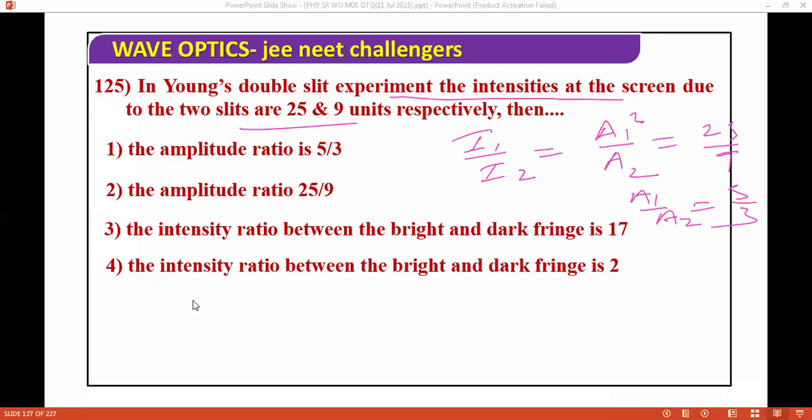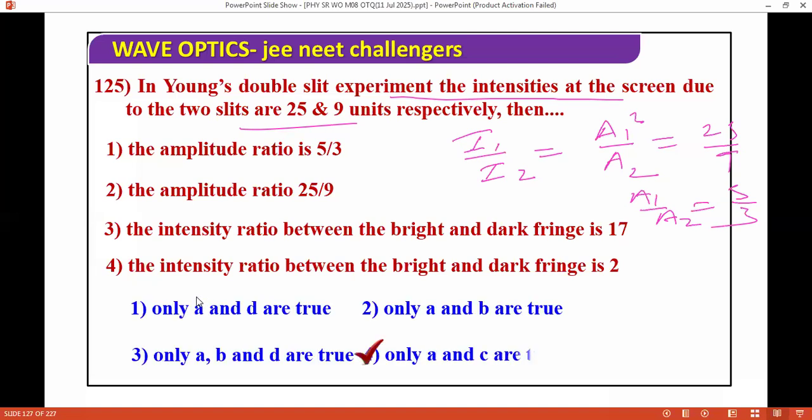So the correct answer for this question should be this. Then A and C: we are saying A is already true, and the intensity ratio between the bright and dark is 17, so that is also true. Next question, I'm moving ahead.